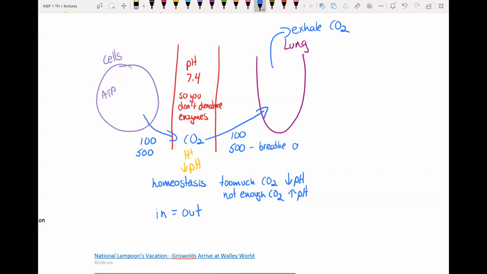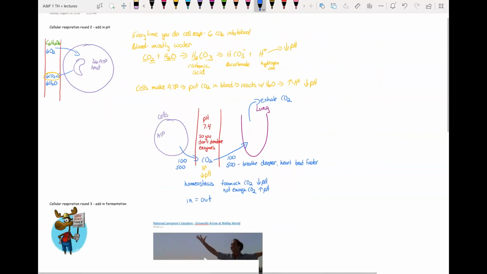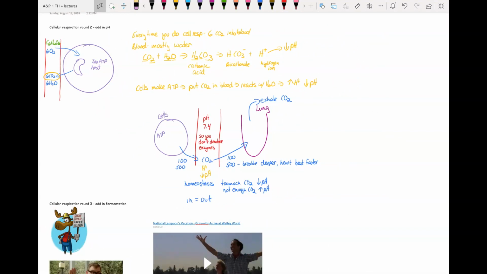breathe deeper. And your blood is what's transporting this from your cells to your lungs, and your heart is what pumps your blood, so you need your heart to beat faster. Which is exactly what you saw in your Chapter 1 lab. So, cellular respiration plays a big role in your pH.